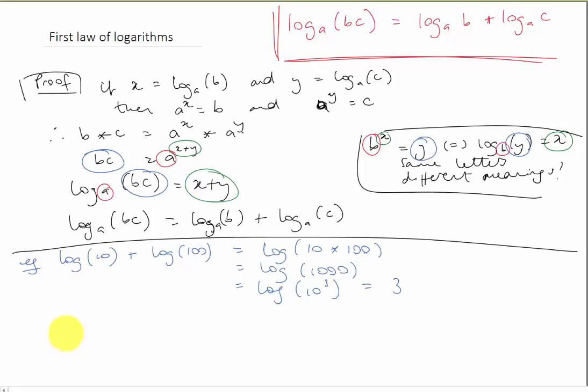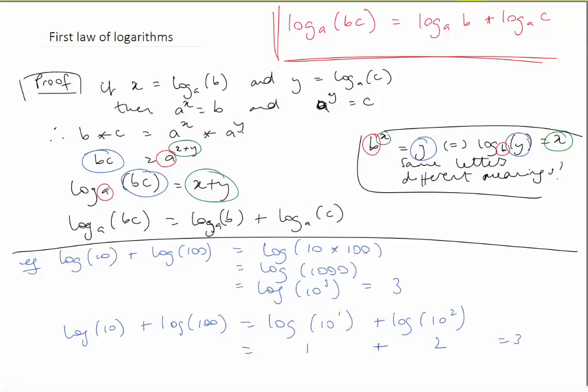Or if we do it the other way, log of 10 plus log of 100, so that's log of 10 to the power 1 plus log of 10 to the power 2, so that's 1 plus 2 equals 3. Okay, so this comes out the same. The thing I want you to remember for this is that the log of b times c is equal to the log of b plus the log of c, and that's quite reminiscent of what we saw with exponents.